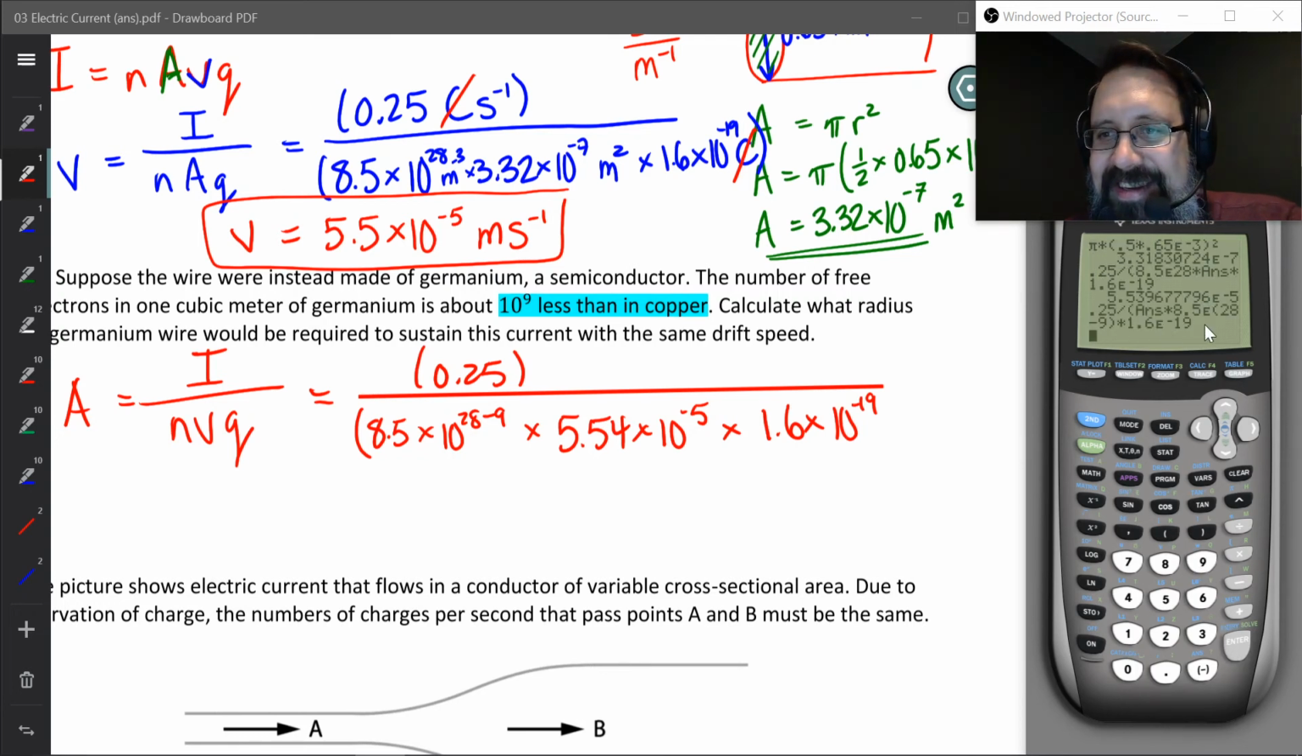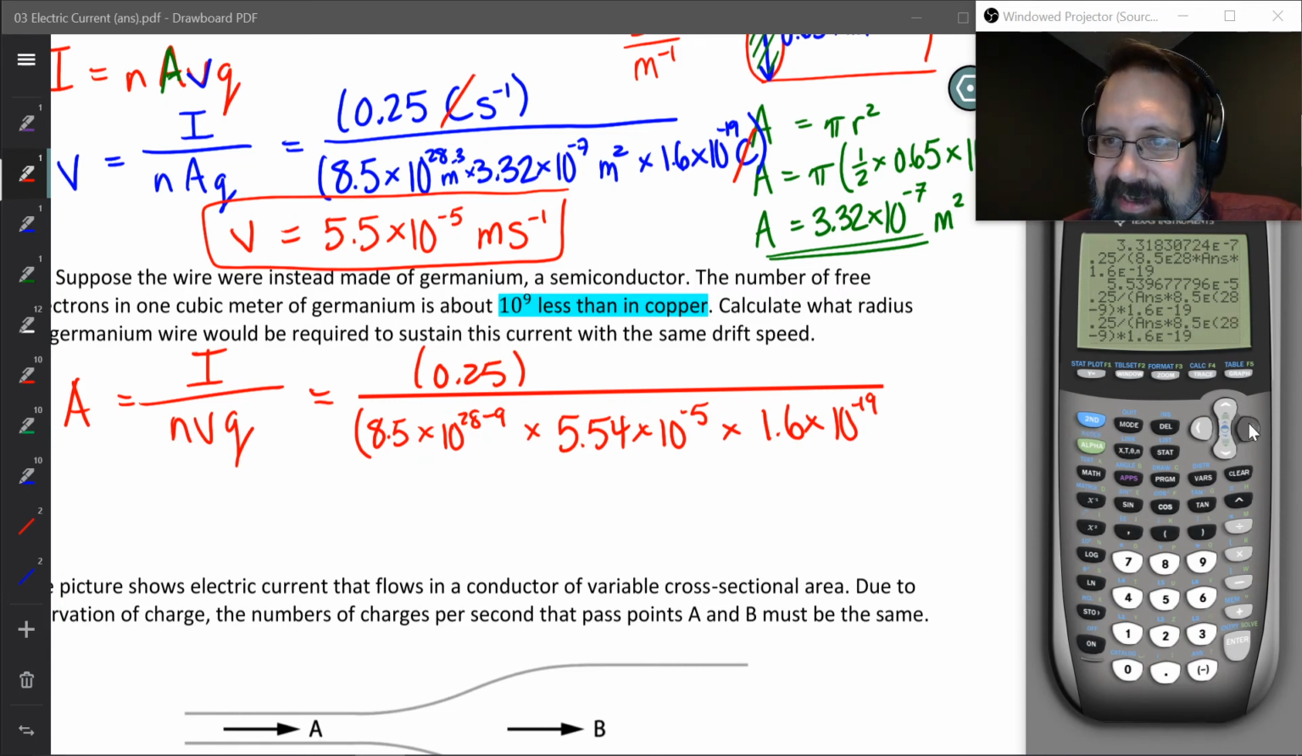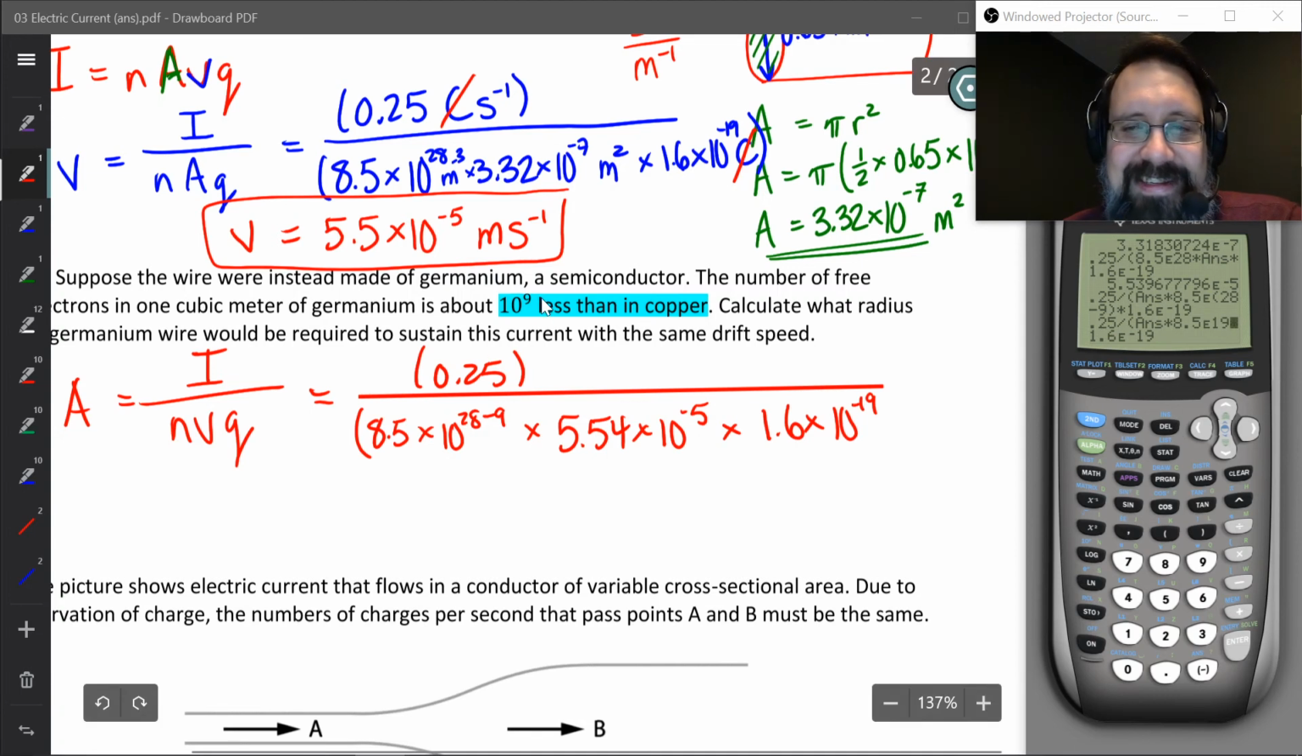What did I do wrong? Oh, I guess you're not allowed to do that little trick I did there with the E. So let's see, what is 28 minus 9? Is that 19? Someone who's better at math than me, help me out here. 28 minus 9. Isn't that 19? Yeah. Okay, good.